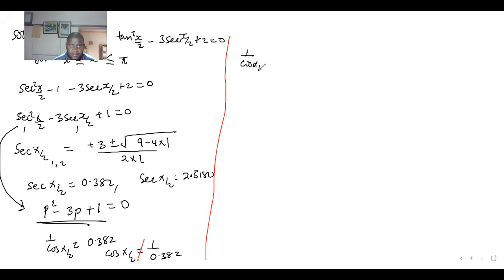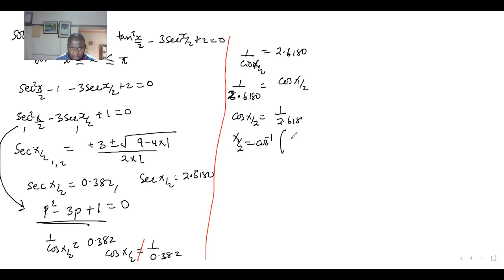Then the other one is possible, which is equal to 2.618. Therefore, 1 over 2.618 is equal to cos of x over 2. Cos of x over 2 will give us 1 over 2.618. So we need x over 2 as cos arc of 1 out of 2.618. This gives me x over 2 as what? What do we get?